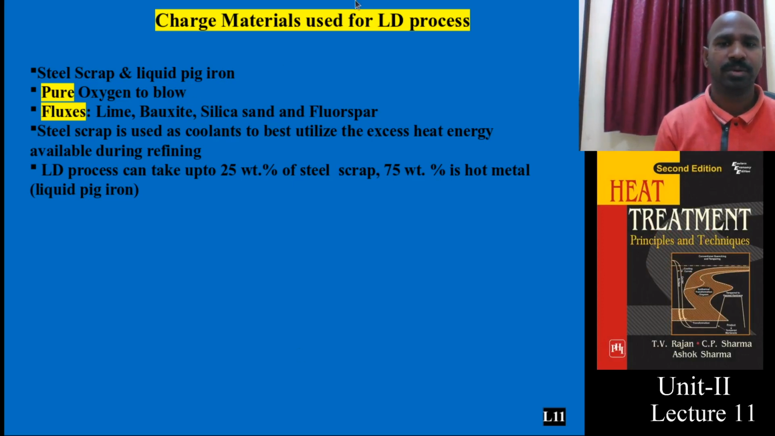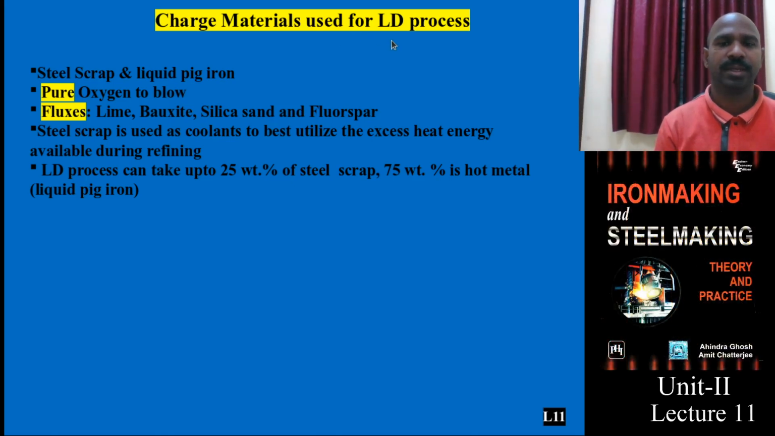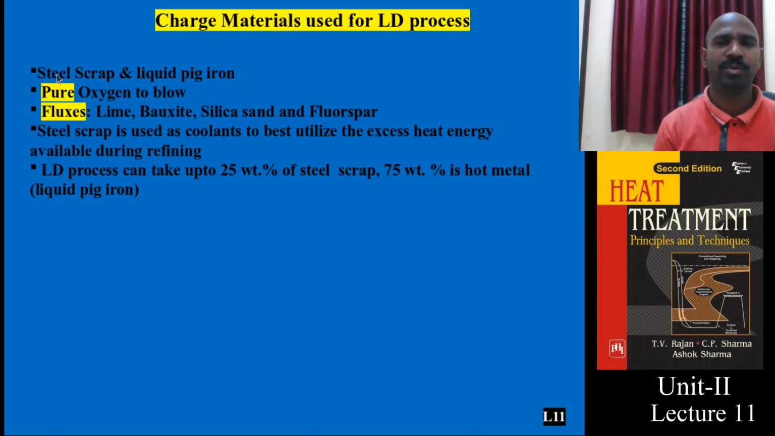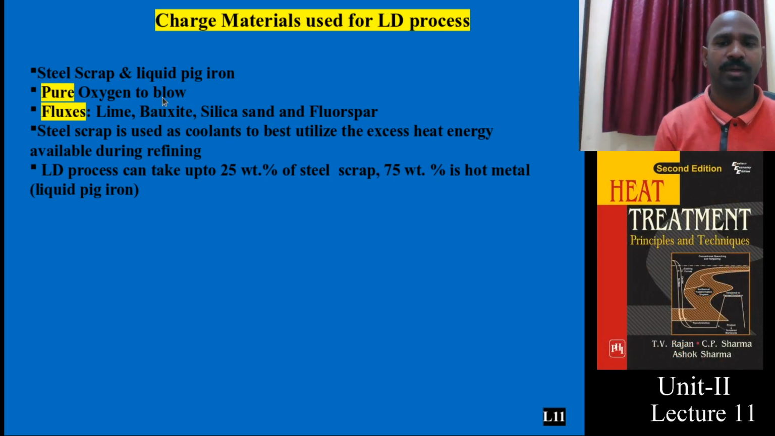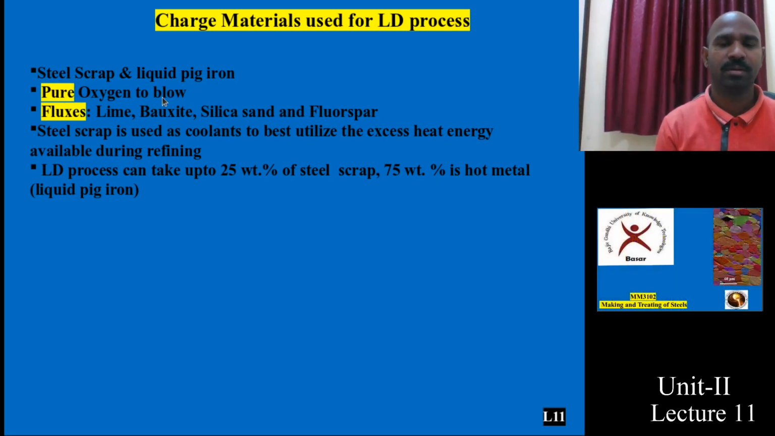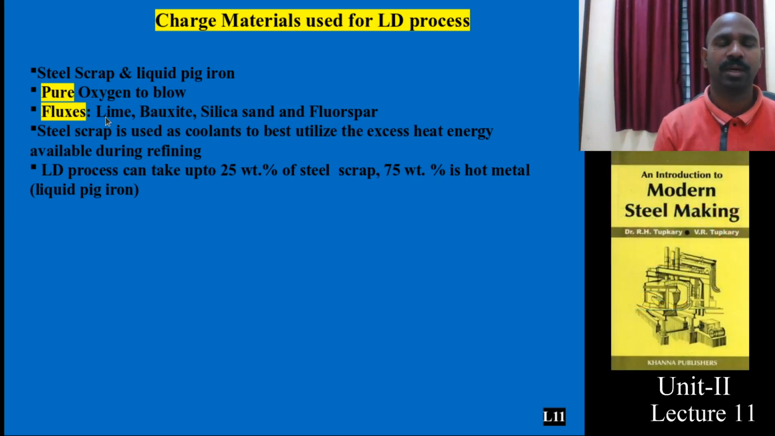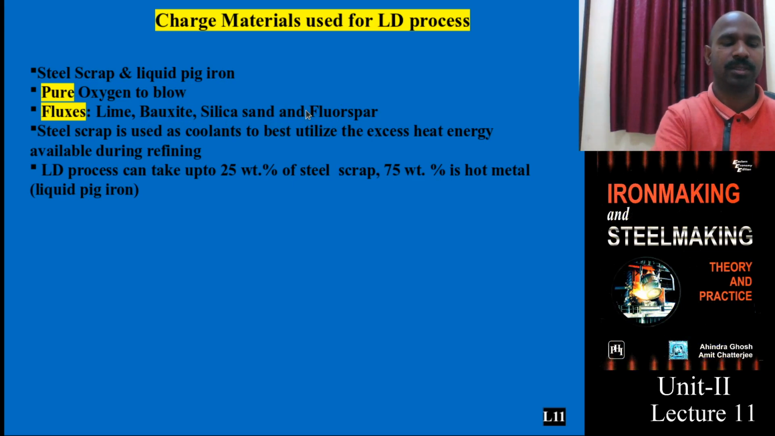Today let me emphasize the topic called charge materials used for the LD converter steel making process. Let me tell you about steel scrap and liquid pig iron. The combination can be used as a raw material, and another raw material is pure oxygen, to blow and stir and to get homogeneity in the chemical composition. And to remove further impurities such as phosphorus, you use lime, bauxite, or a combination with the lime. Bauxite, silica and fluorospar can all be used.